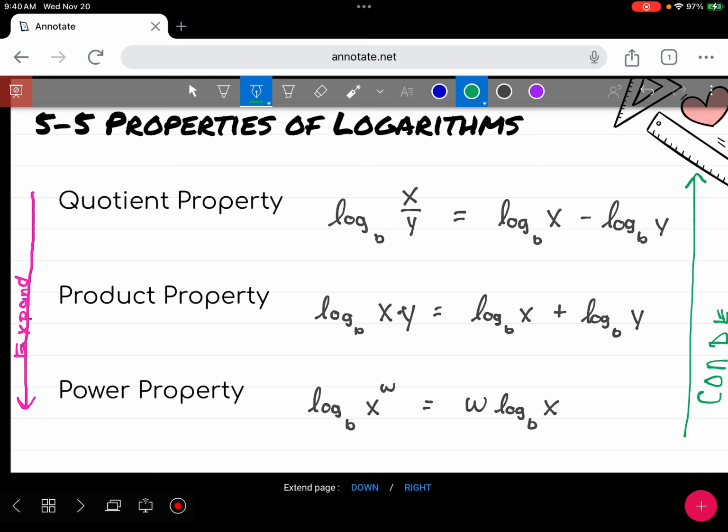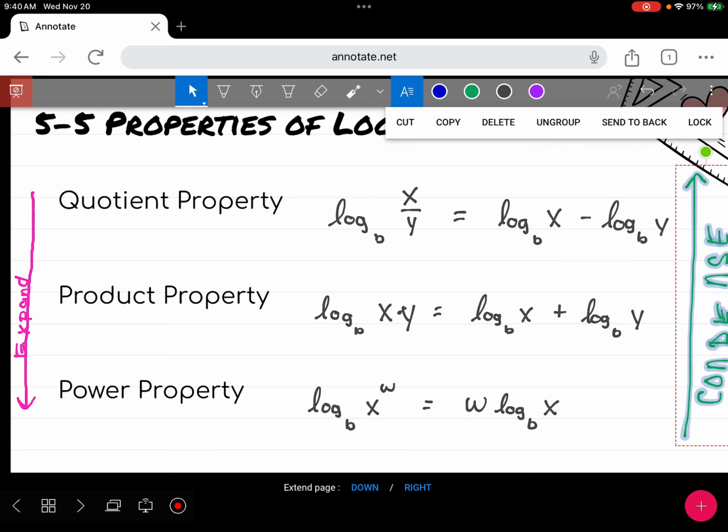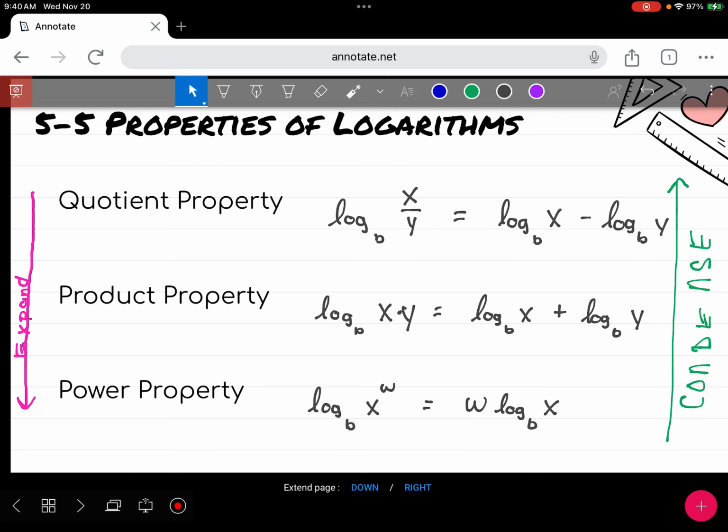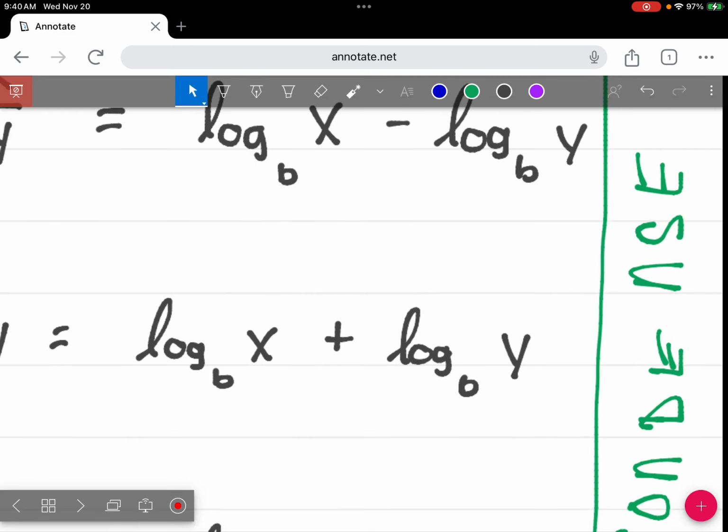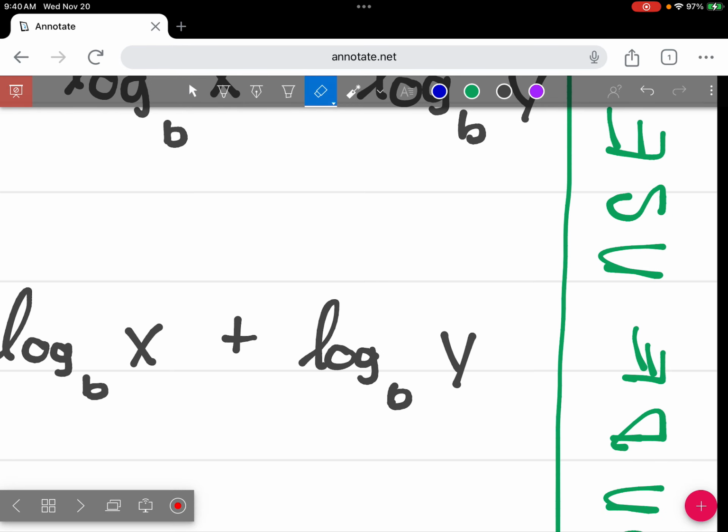Whoa, my pen's being weird. I swear I'm not actually writing on the edge, but it's showing up on the edge. I love that so much. Let's fix that E, because that E looks absolutely insane.